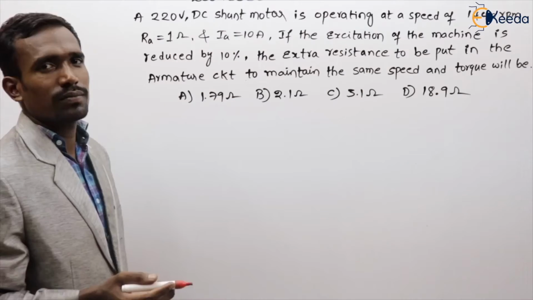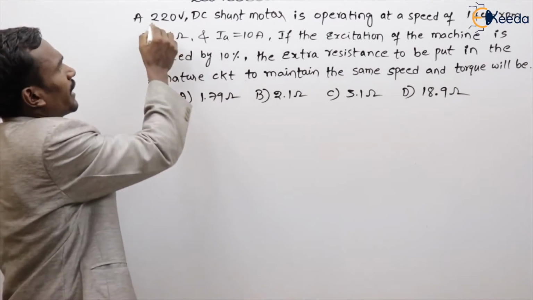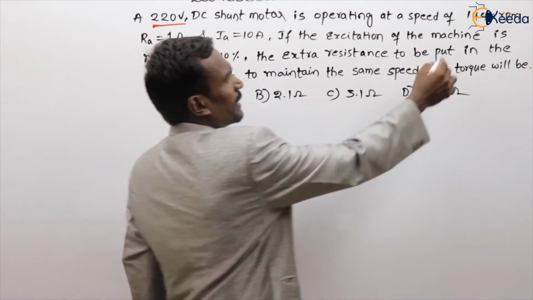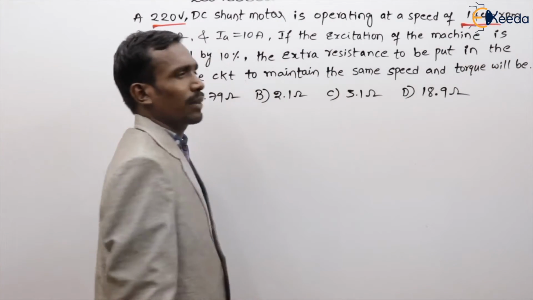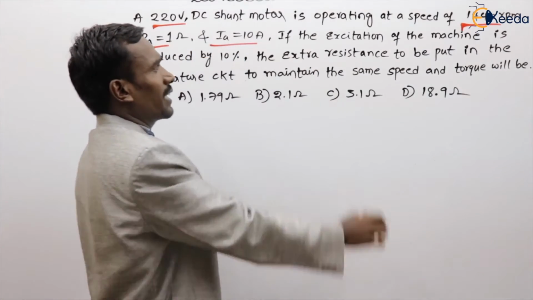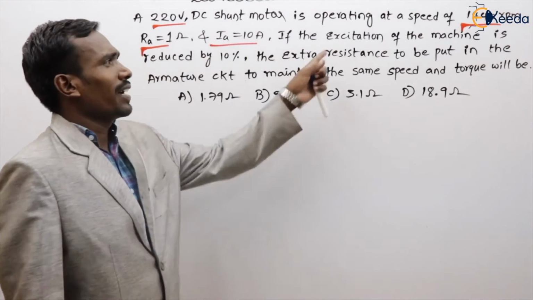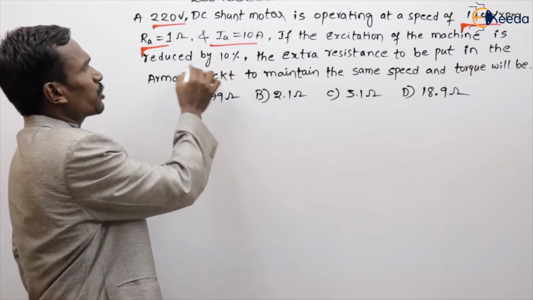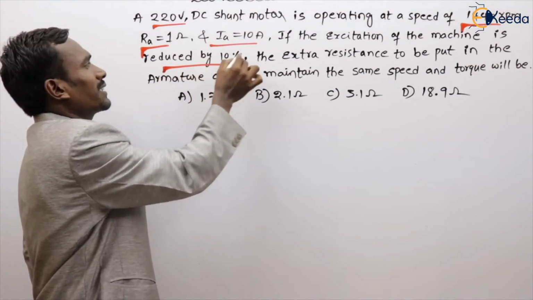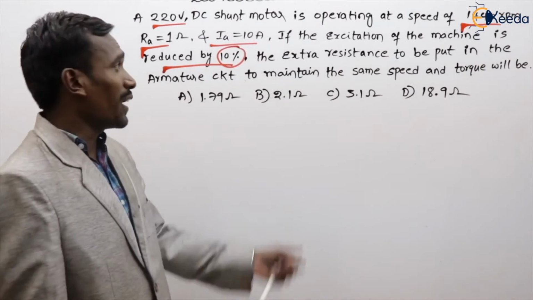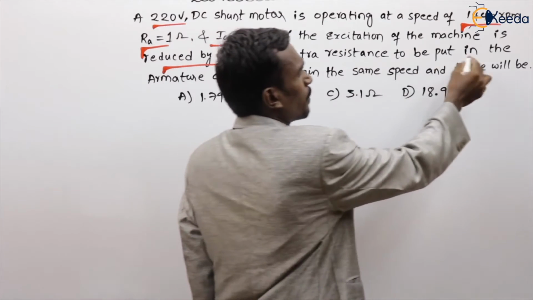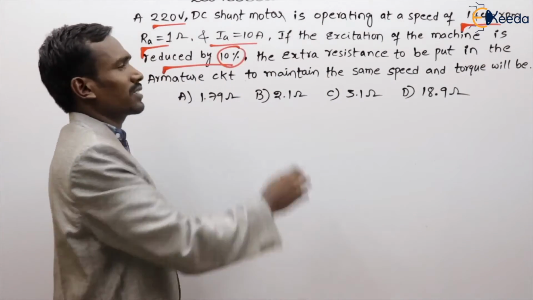Right? Let's see here. A 220 volts DC shunt motor is operating at a speed of 1440 RPM. Armature resistance and armature current are given. Excitation of the machine is reduced by 10%. Flux reduced by 10%. Extra resistance to be put in the armature circuit.